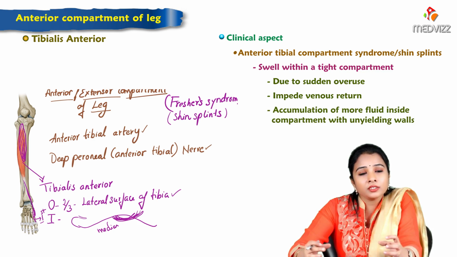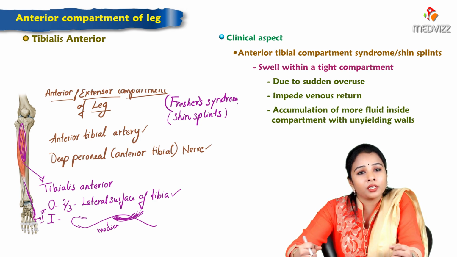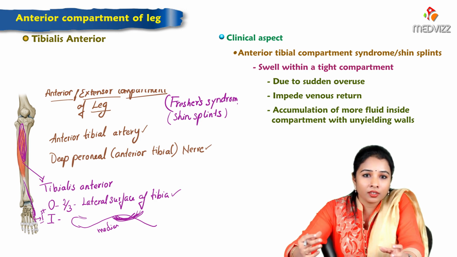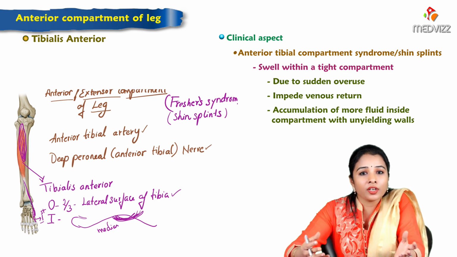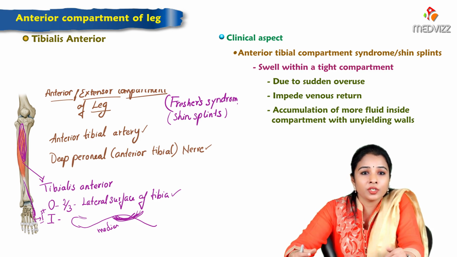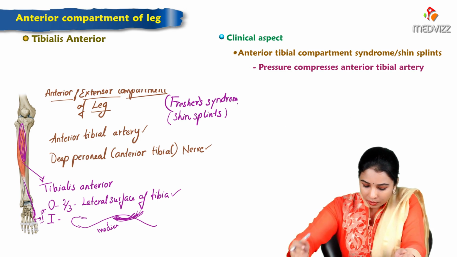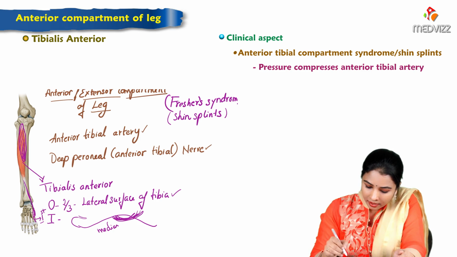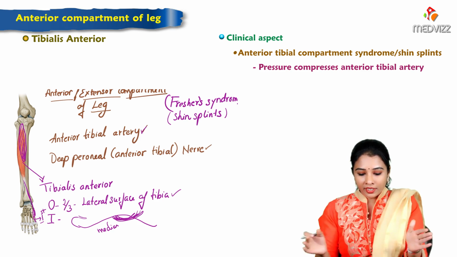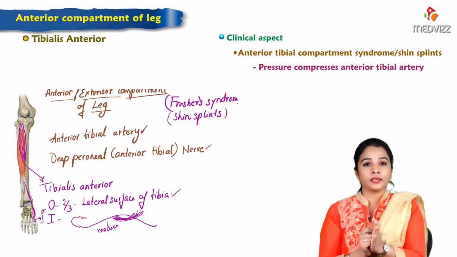So this fluid accumulation becomes very tight because the walls are very tight. The fascia in the leg is very stiff. So because of unyielding walls, the accumulation of fluid causes severe pain. The pressure tends to compress the anterior tibial artery. We know that the anterior compartment has the anterior tibial artery. So because of these unyielding walls, the fluid accumulation starts to compress this anterior tibial artery.